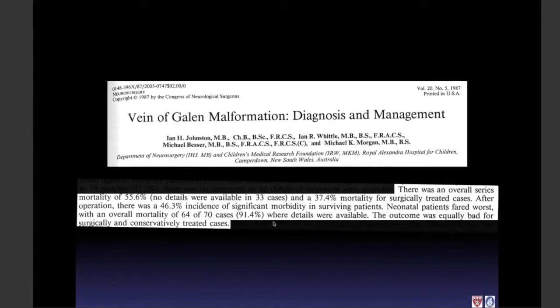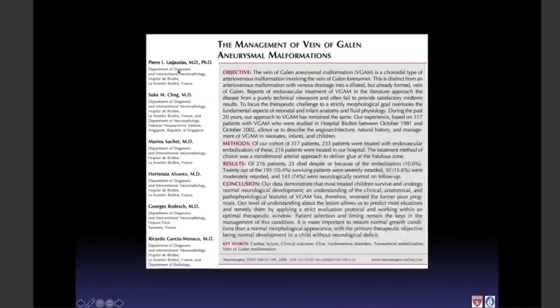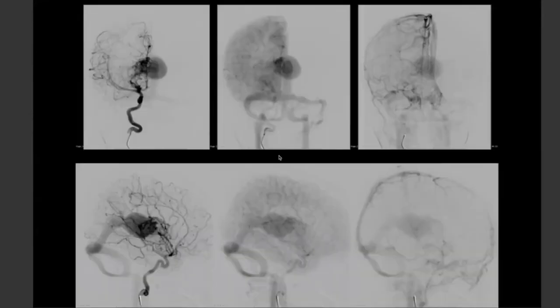And that was upended in the late 80s by the work of Pierre Lasjaunias and his colleagues in Paris, who developed the techniques for embolization of these malformations. This was a review paper he wrote in 2006, reflecting his 20-year experience, actually just before his unfortunate death. And let me just show you how that goes. So here's an angiogram from an infant with a vein of Galen malformation.